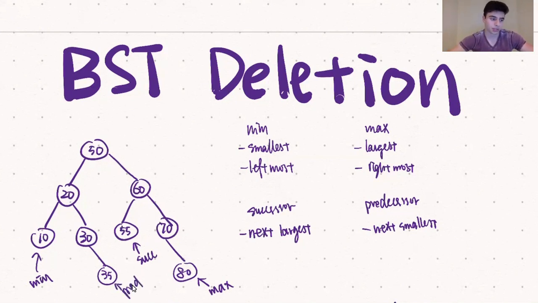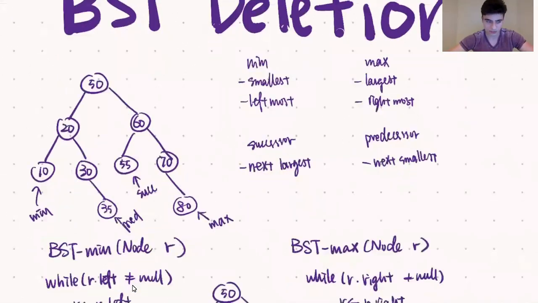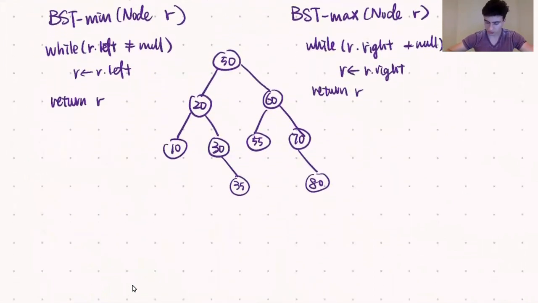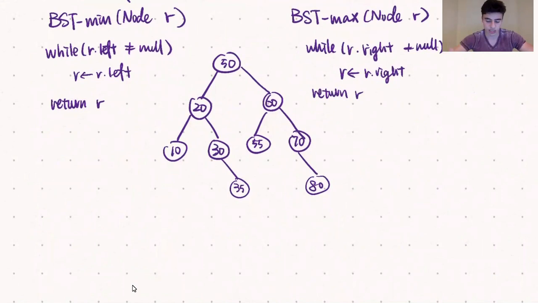So now that we understand these concepts, we can look at the algorithms for min and max. In a binary search tree, as we said, the min is just the leftmost node. So what we're going to do is just traverse down the left side of the tree until our left child is null, in which case we're going to return the current node we're at, since that is the minimum. On the other hand, if we're looking for the max, we know that we can just traverse down the right side of the tree and return the node once our right child is null.